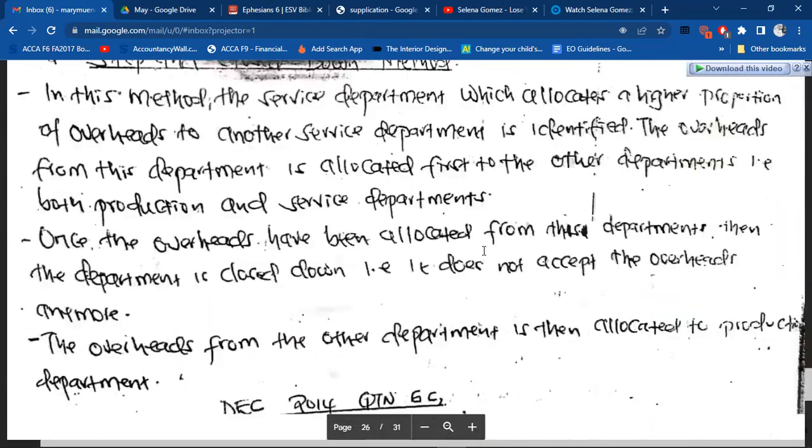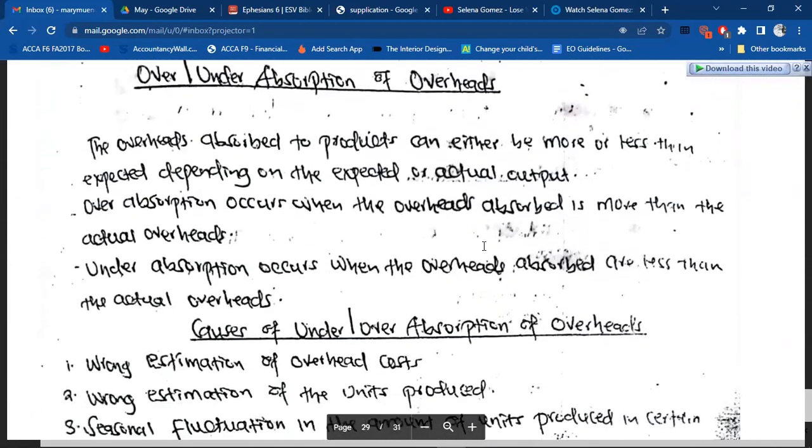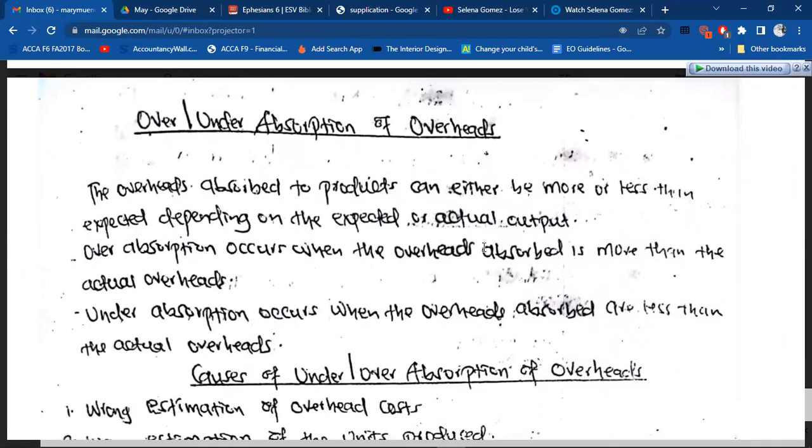Tumeambiwa hapa in my notes, not the examiner but from our notes, we are being told the overhead absorbed to product can either be more or less than expected, depending on the expected or actual output. So overabsorption occurs when the overhead absorbed is more than the actual. Na hii ndasema namna hii, right? When we were carrying out our budgets, tulienda tuka allocate more units, tuka allocate more funds for the production. And then when we allocated more funds, we had more units in our budget. When it came to the actual case of view, the actual overheads were less than what we budgeted. That is what we discuss about the overabsorption.